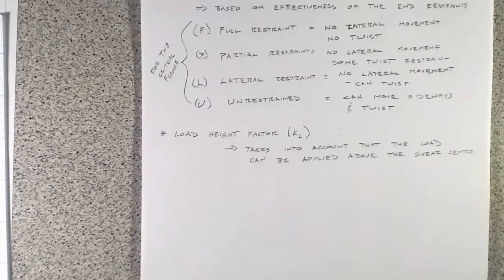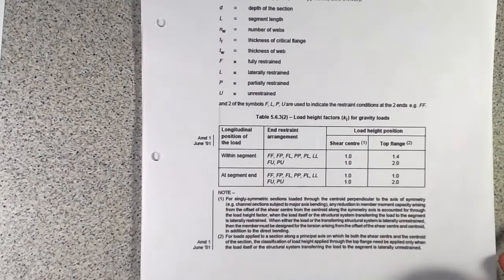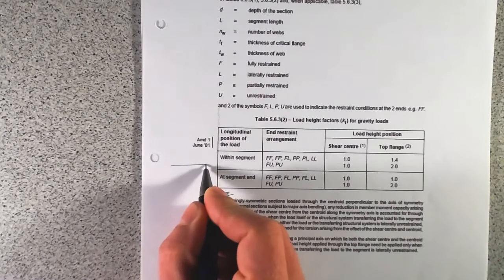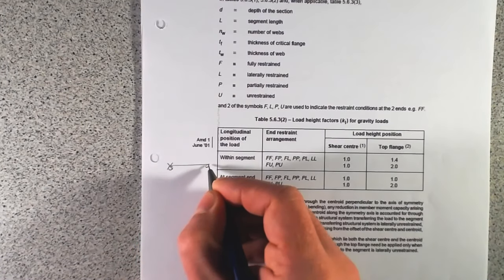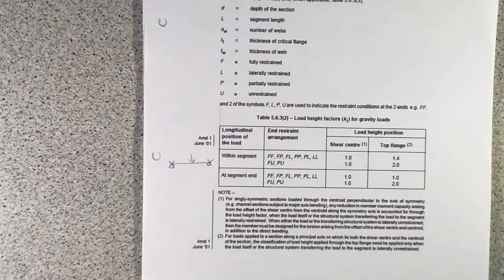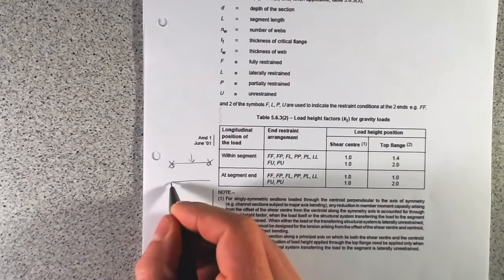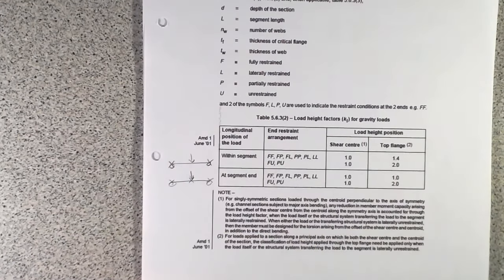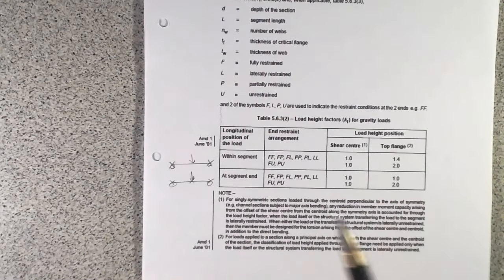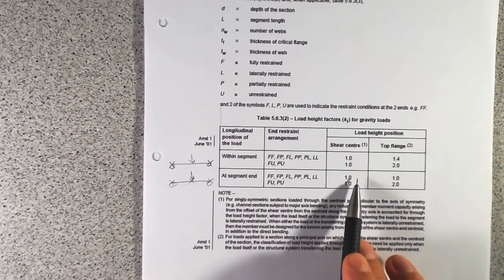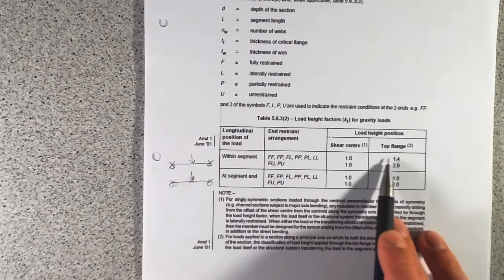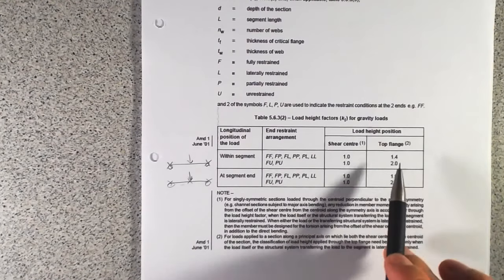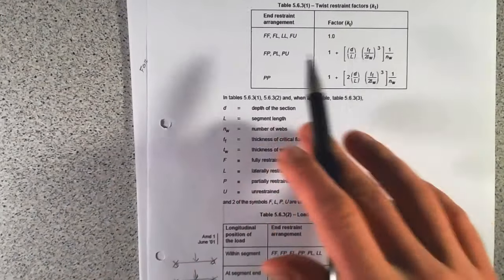And again, this is coming straight out of a table in the book, and it just depends upon whether we're applying the load within the segment. So within the segment is, say, a simply supported beam with restraints at the end, and you have a load there. Or we have a different element, but it has a restraint right at the middle. If the load height is at the shear center or below, then excellent, we can take it as one for both cases. If it's applied on the top flange, we have to increase our effective length by 1.4. So a pretty significant increase. And again, this is all based upon what our restraint conditions are from up above.